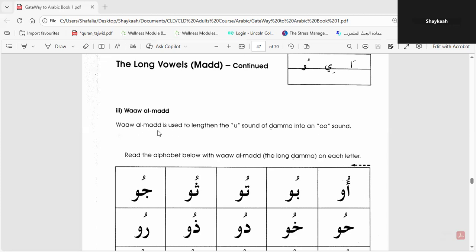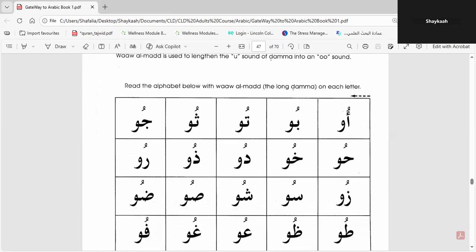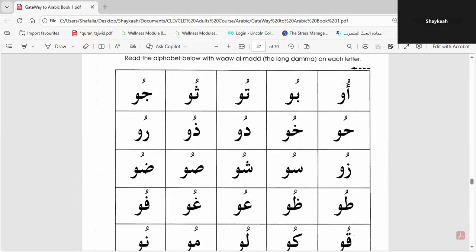Wa al mad is used to lengthen the U sound of the dhamma into a longer sound. So we are now going to read the U sound as a longer sound, because mad means stretching. We are now stretching the U sound.